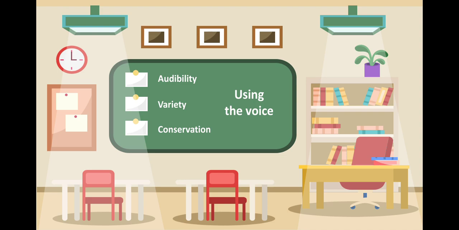And then point number 2 is teachers should vary the volume of voice depending on the activity. The volume of voice will be different when we are giving instruction, introducing a new activity, and having an informal conversation. The last one is conservation. It means that teachers should control their voice by emphasizing the important things to conserve their voice. Okay, let's continue to the next slide.